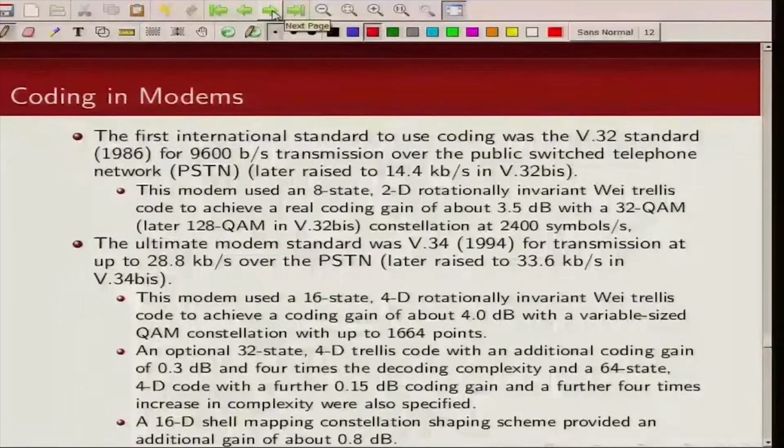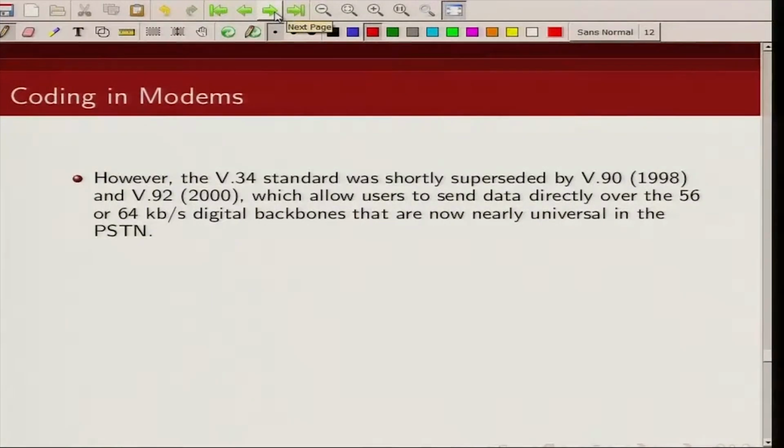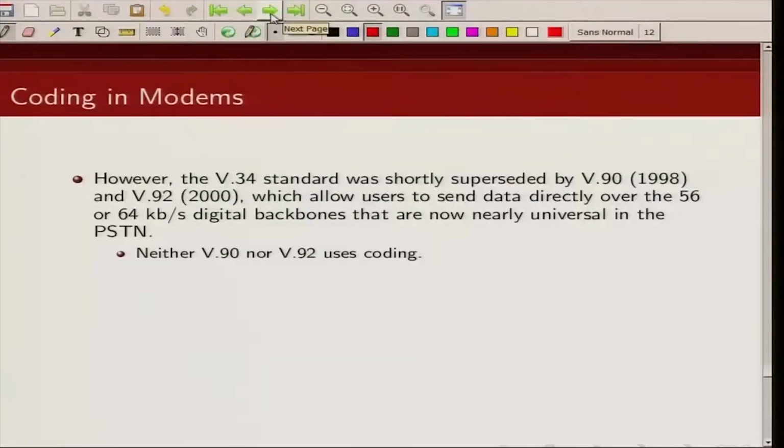But when we progressed to digital backbones, then basically there was no need for these codes, and so the V.90 or V.92 standards essentially do not use any of these coding techniques. But in the mid 80s and early 90s, these codes were very successfully applied for coding for modems.